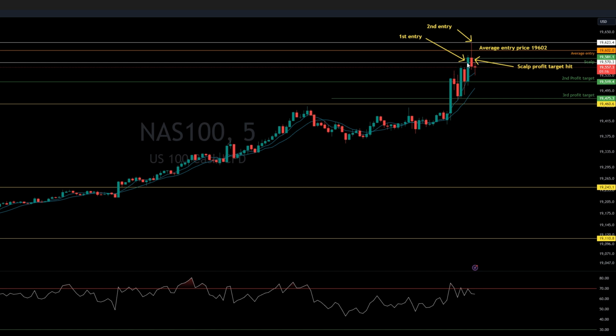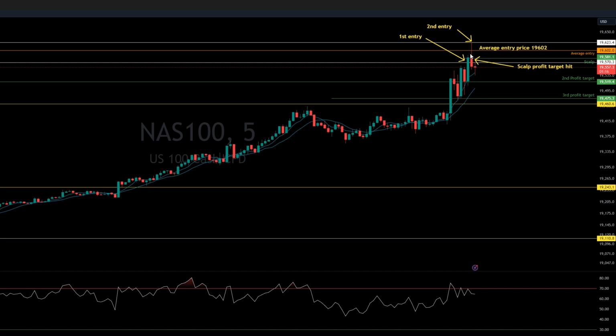So here we hit our first entry. We didn't get our scalp profit target, so price continued up, took us underwater a little bit, moved up onto our second entry where price reversed straight away. So we have our average entry right in the middle of our two entries here at 19,570, 19,623.